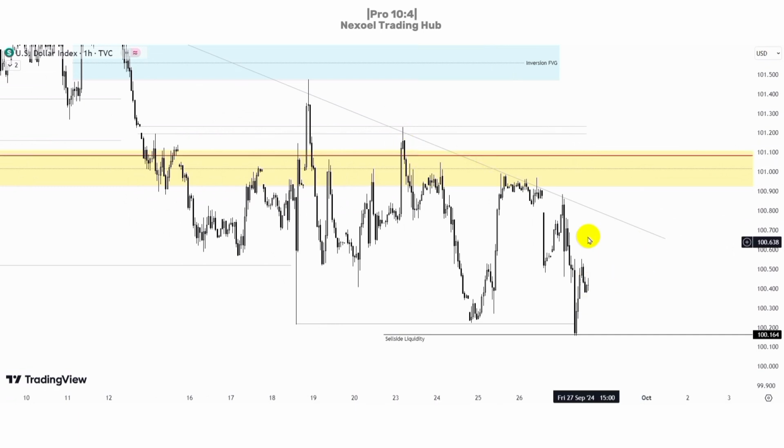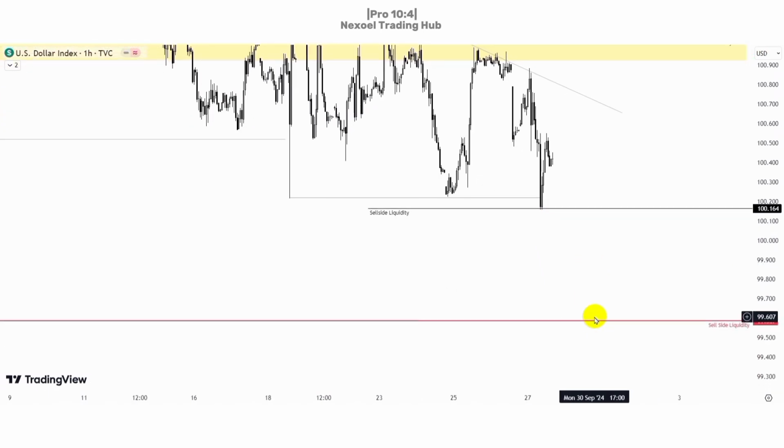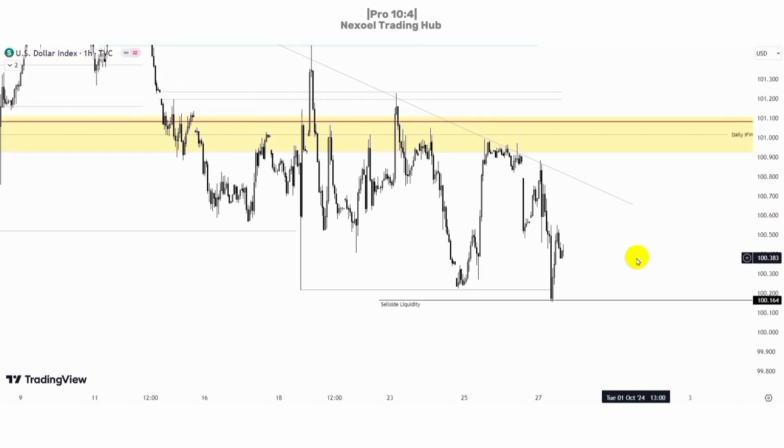So we could see further push before we have the fall of price to the downside to take out our sell side liquidity. And in extension, we're looking forward to this sell side liquidity. So this is what I have to show us, guys, in the dollar index. So let's check out the Euro USD pair.